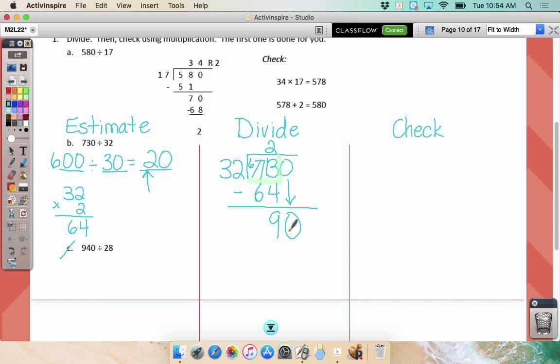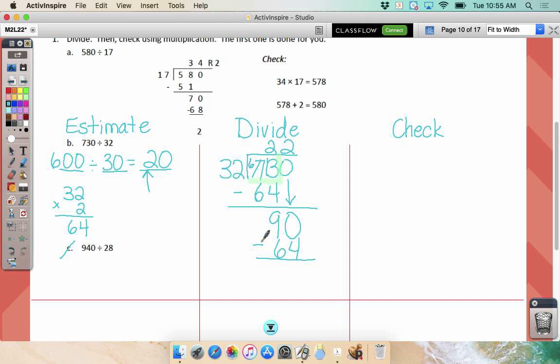Now, I know I see your little eyes thinking, okay? 32 times 3, what would that be? 96. Is that too big? Yeah. So we're going to have to go with what again? 2. Another 2, okay? So where do I write the 2? On the 0, on top of the 0. Very good. And what do I write under the 90? 64. Because 2 times 32 is 64.